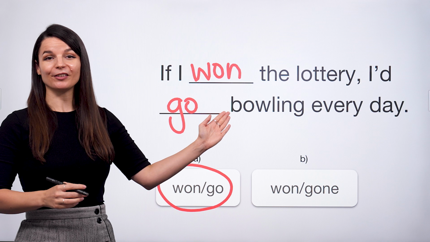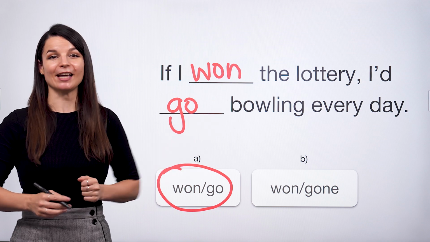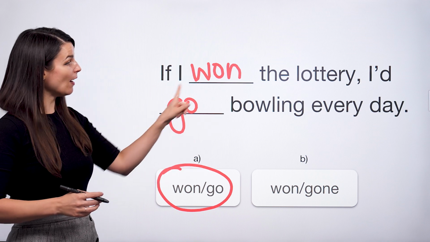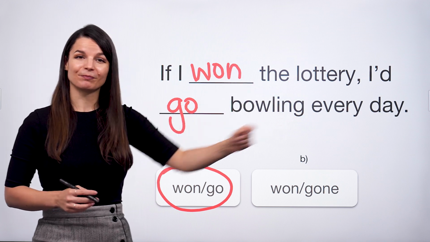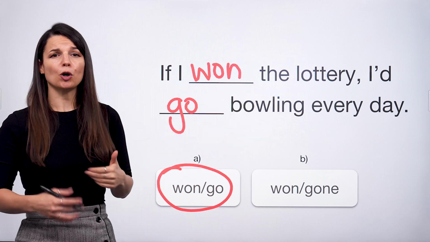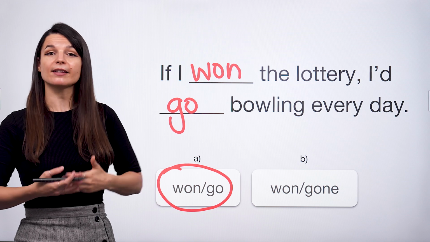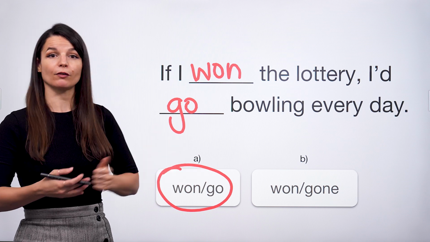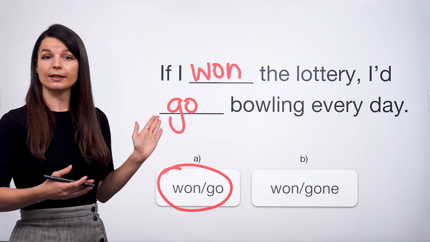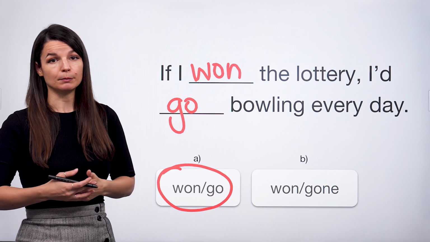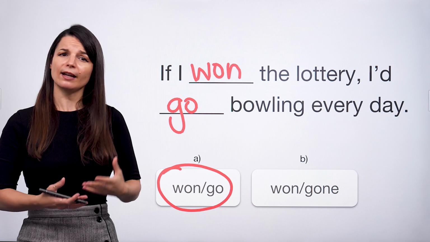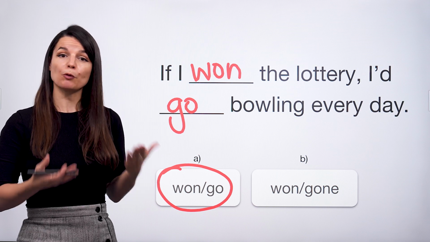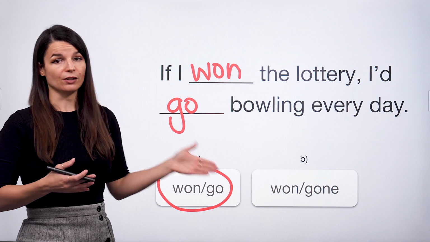If I won the lottery, I'd go bowling every day. For this, even though both answers have the correct past simple form won for the first verb, the second verb needs to be in the base infinitive form. Gone is also in the past simple form, and since we can't have past simple verbs for both blank spaces, won and gone is incorrect.